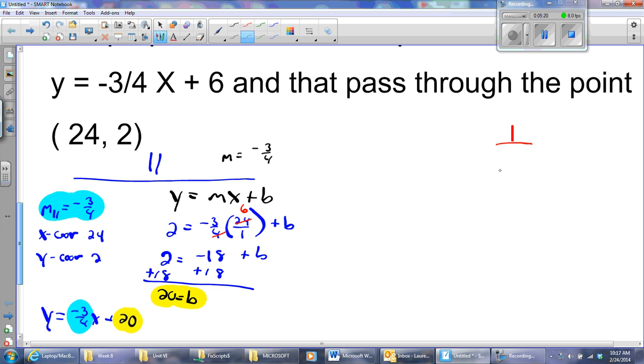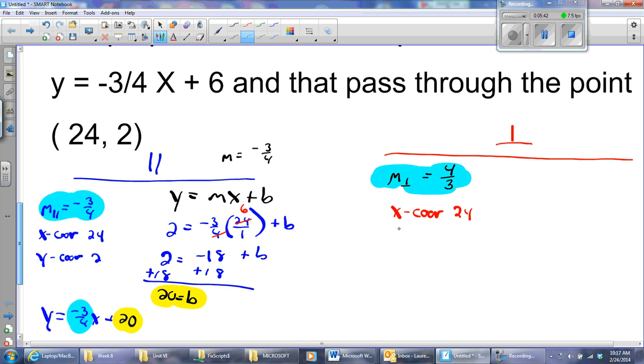I'll say, what did I have to figure out? The first thing I figure out is m perpendicular, which is going to be 4/3. I'm definitely going to use that in my equation. My final equation, the one that has an x and a y variable in it. Okay, let's see here. My x coordinate hasn't changed, it's 24. My y coordinate is 2.